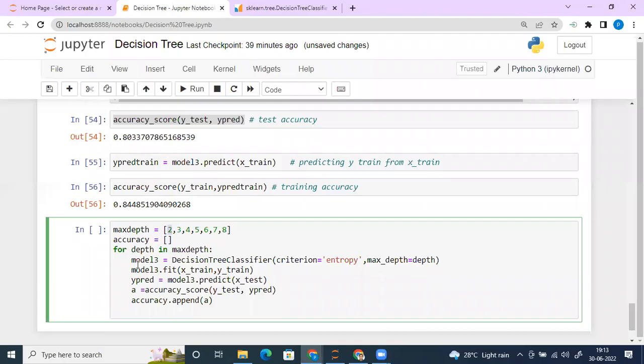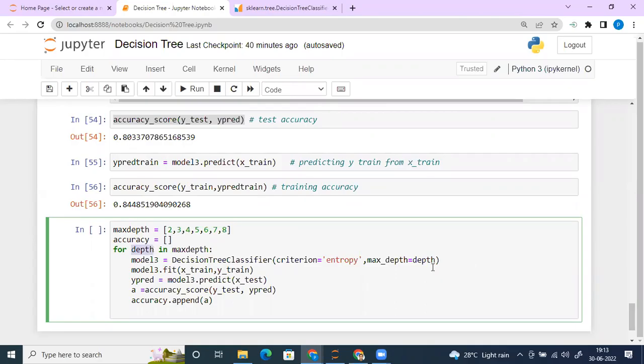See what the next statement is. Model 3 is equal to DecisionTreeClassifier. Same formula I've copied. Max depth is equal to depth. In the first iteration, what is the value of depth? 2. So my model will be trained on depth equal to 2. I will compute the corresponding accuracy, and whatever accuracy is coming, we will store inside this accuracy list by using accuracy.append. So the result corresponding to depth equal to 2 will come first in the accuracy. In the second, what will happen? Remember 3. So in the second situation, what will be the value of depth?